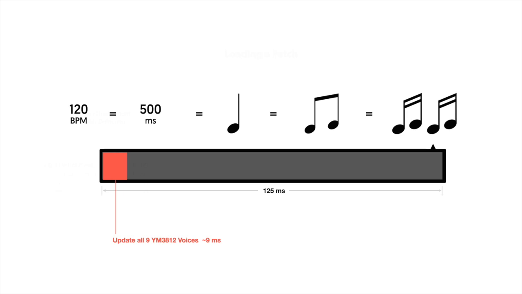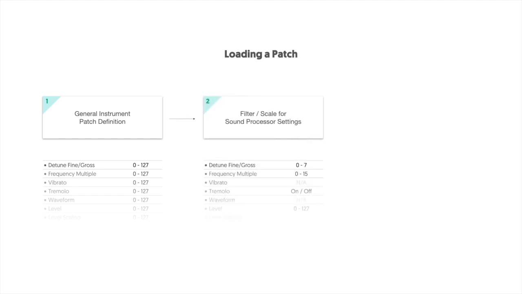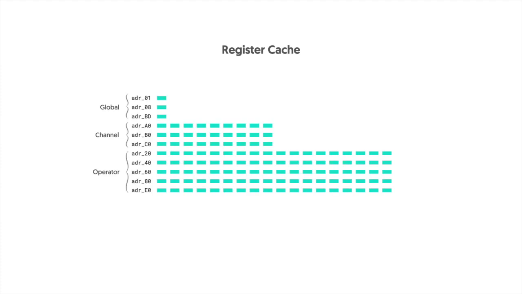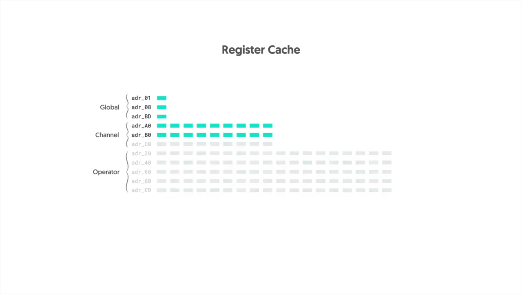There is one more advantage of continuously reassigning patches to the YM3812. Because we always start with our generic patch and then scale it for the YM3812, and then overwrite all the settings all at once, we never really need to know what's in the chip. And that means we no longer have to keep track of any register information stored in the chip. We can just overwrite it all the time. And that frees up a good bit of our precious little RAM.